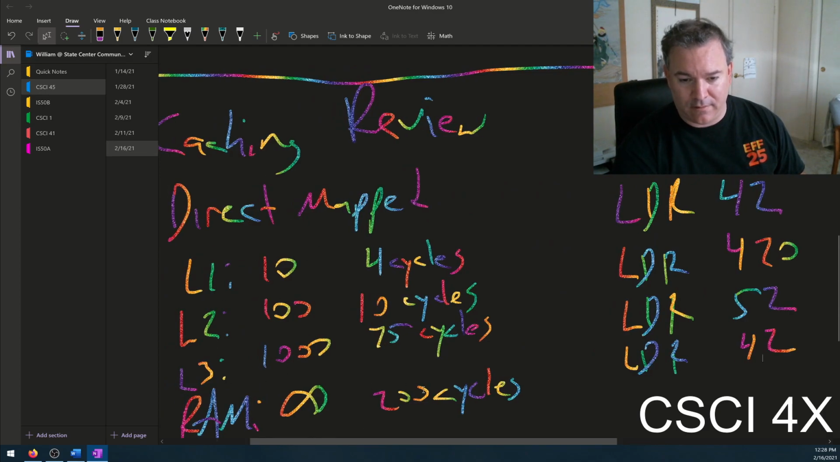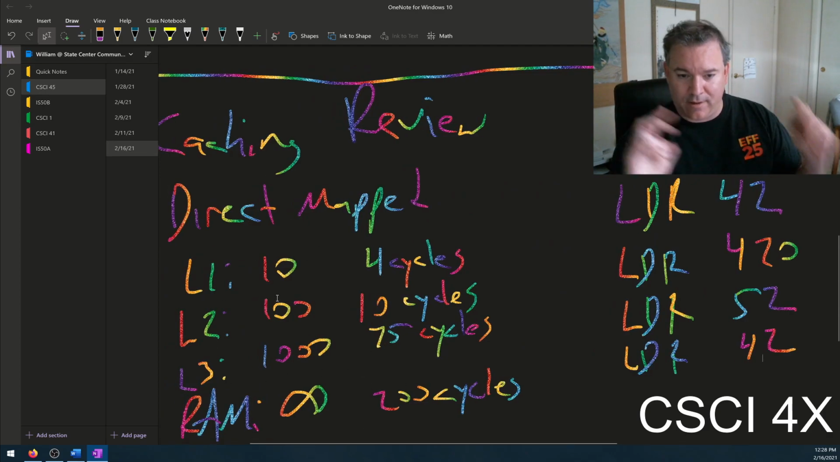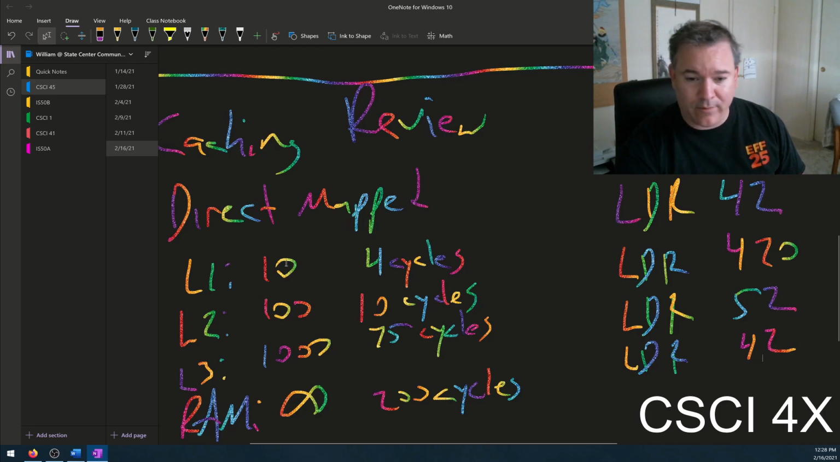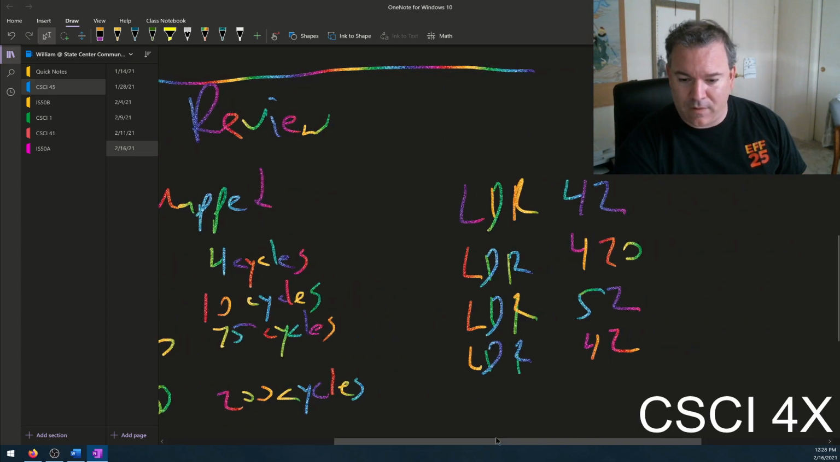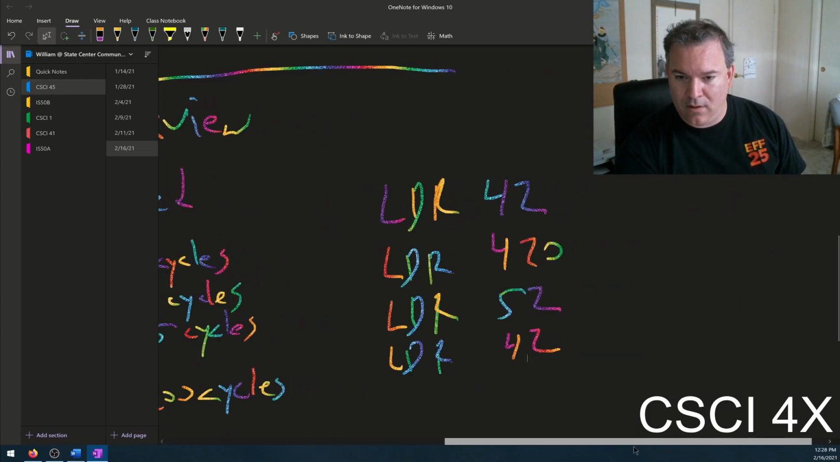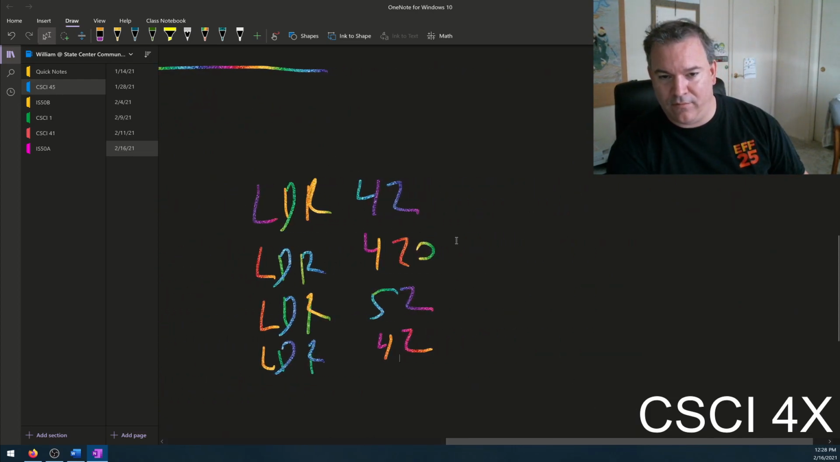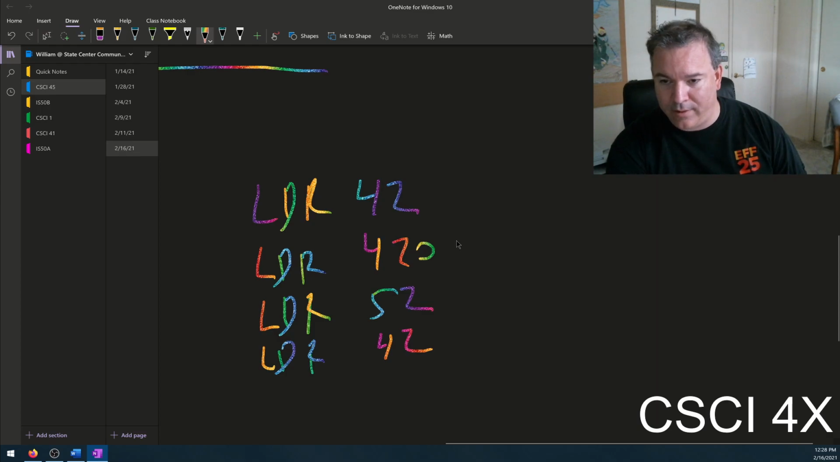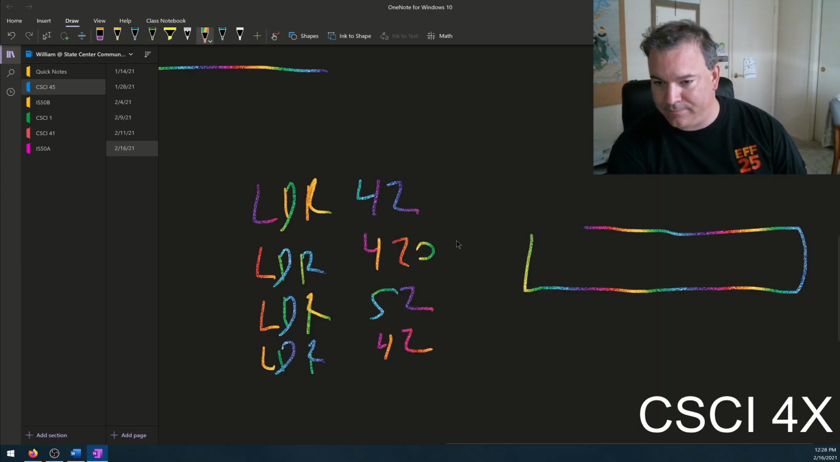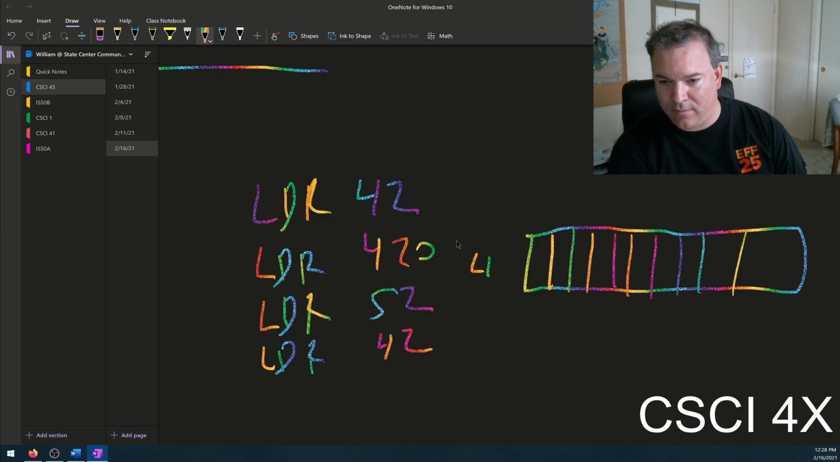Given this is our cache hierarchy, which again is highly oversimplified, but whatever. In reality, they're not powers of 10. I just do that to make the modulus easier on you guys. So which slot is 42 going to go into? Our L1 has 10 slots. Our L1 cache. 10. Okay.